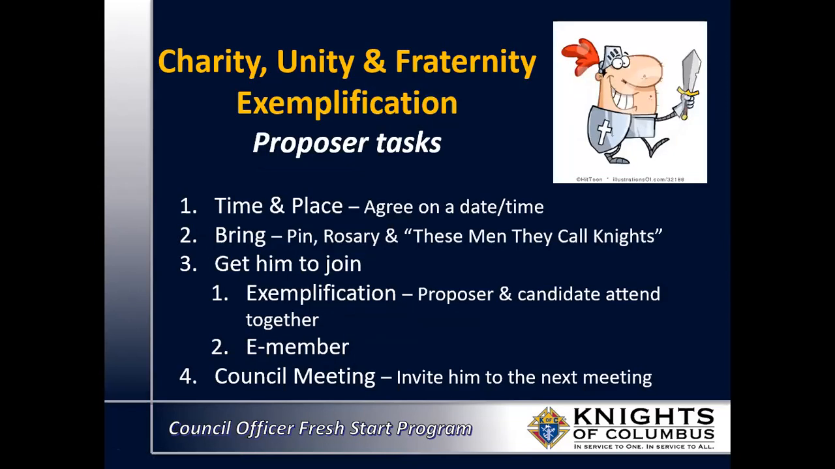The proposer's tasks: time and place. Here's when the exemplification is, date and time. Can you make it? Can you not make it? Bring the required items, which is the pin and rosary.